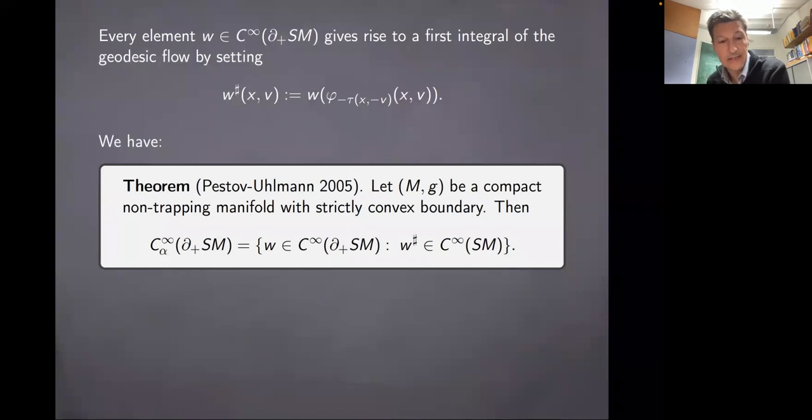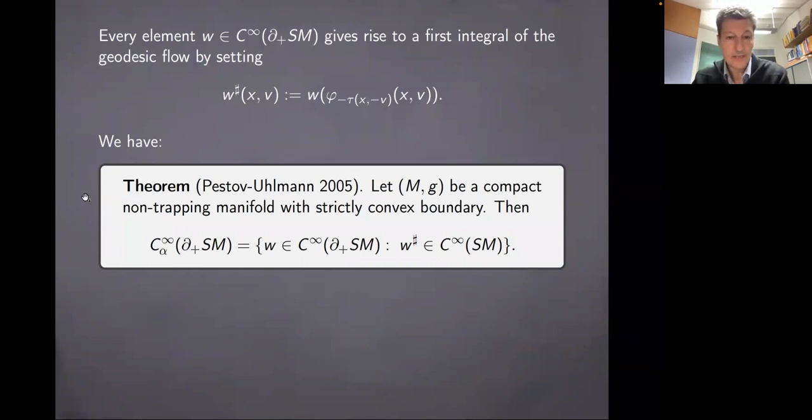This is essentially a kind of result in differential topology, if you like, using the theory of faults on the boundary. That's, again, another result whose proof you can find in the book. And for this, you don't need the simple property. It's enough to have a non-trapping manifold.